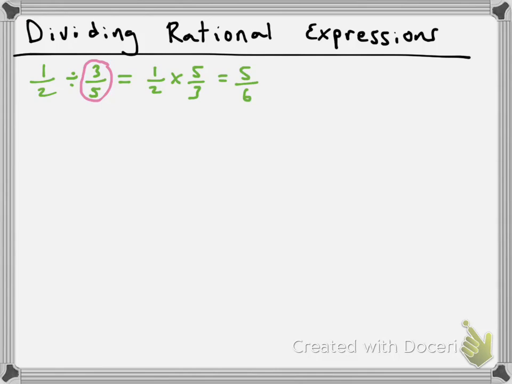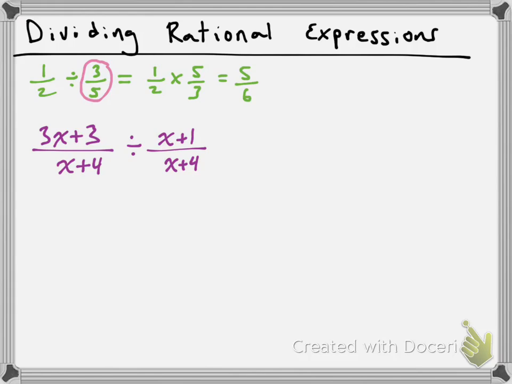So how are we going to use this to help us divide rational expressions? Well, it's going to be the same method. If you know how to multiply rational expressions, you know how to divide rational expressions, and it's going to be exactly the same method. So let's say I have something like this: 3x plus 3 over x plus 4 divided by x plus 1 over x plus 4.